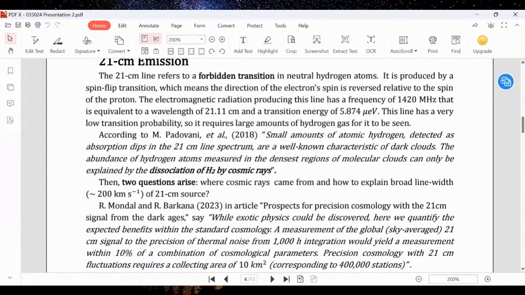According to Padovani et al., small amounts of atomic hydrogen detected as absorption dips in the 21 centimeter line spectrum are a well-known characteristic of dark clouds. The abundance of hydrogen atoms measured in the densest regions of molecular clouds can only be explained by the dissociation of hydrogen molecules by cosmic rays. Then two questions arise: where cosmic rays came from, and how to explain broad line widths, about 200 kilometers per second, of the 21 centimeter source.